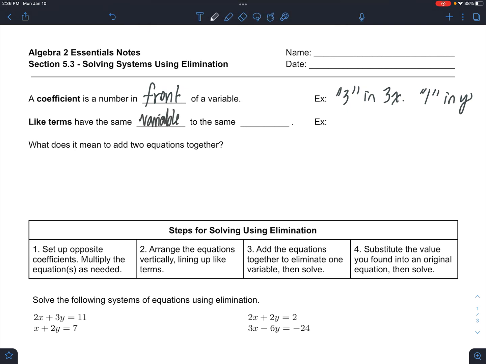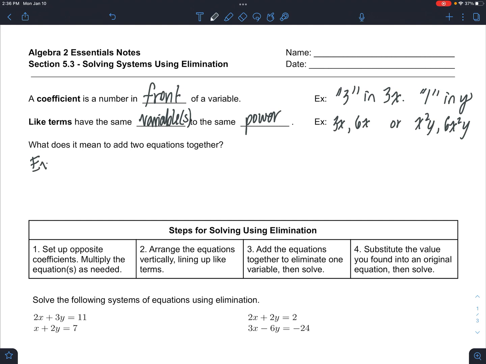Like terms have the same variables, or variable, to the same power. For example, 3x and 6x are like terms. Or you could even get fancy and say this group of variables is a like term to that group of variables too. So we'll be adding like terms a lot today.